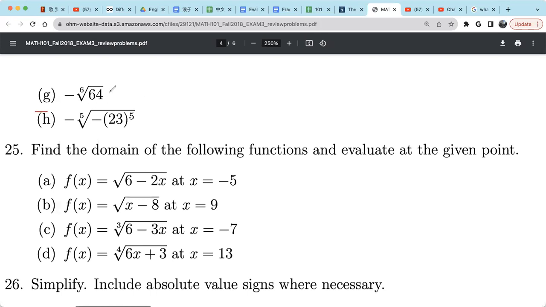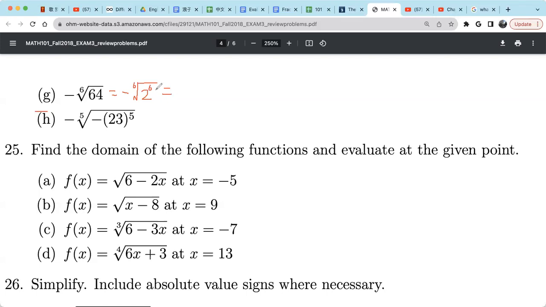G. We have a -6th root. So this negative sign has nothing to do with this 6th root of 64. So what do we do? We just carry it along. Then we have the 6th root of 64. Remember, 64 can be written as 2 raised to the power 6. 2 raised to the power 5 is 32. 2 raised to the power 4 is 16. 2 raised to the power 6 is 32 times 2, which is 64.